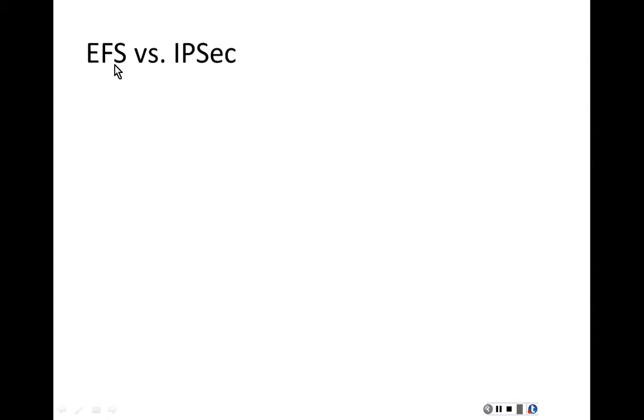EFS encrypts data which is stored on the hard disk, and it protects you against a stolen hard disk. And IPSec encrypts data which goes over the wire, and it protects you against a bad guy who is wiretapping and using a protocol analyzer.